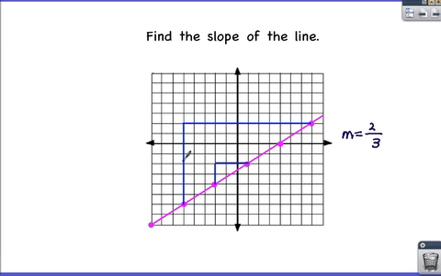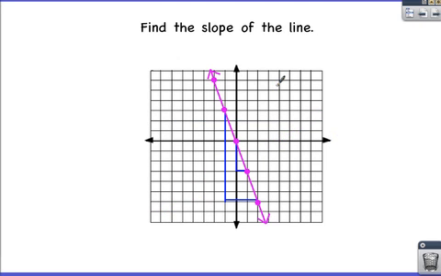1, 2, 3, 4, 5, 6, 7, 8 over 1, 2, 3, 4, 5, 6, 7, 8, 9, 10, 11, 12. 8/12 reduces to 2/3, so the slope of our line is 2/3. Notice how this number is also positive, which is consistent with the fact that our graph looks like we're going up a hill from left to right.